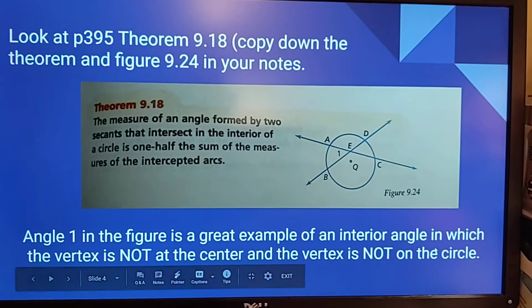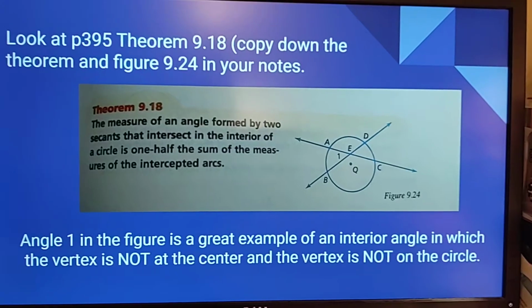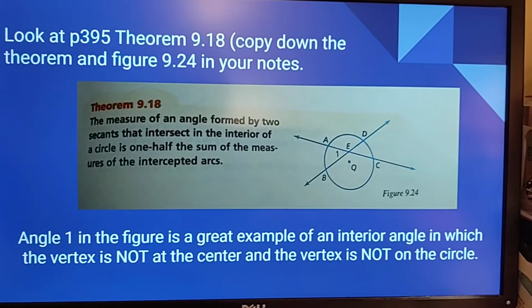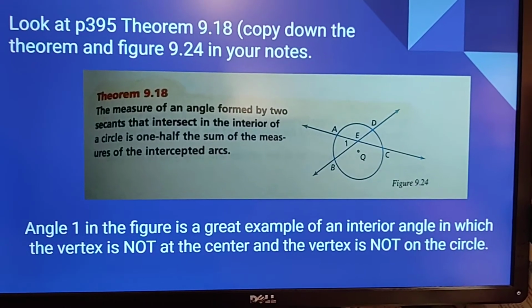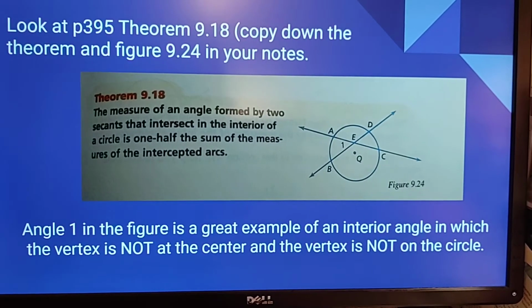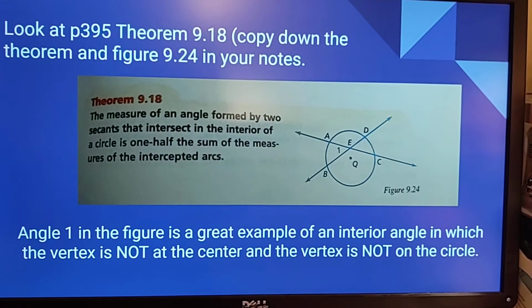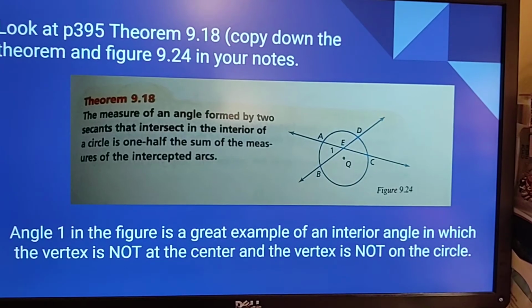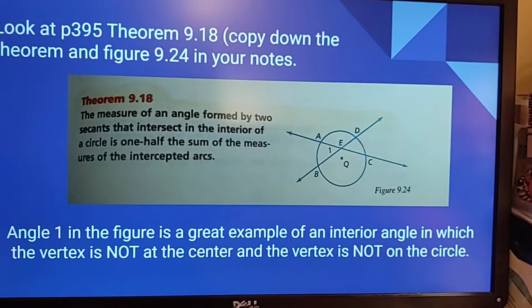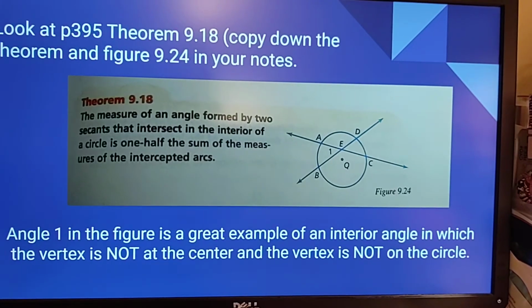All right, I took this out of your book for you, so you can either turn to page 395 and look up theorem 9.18, or you can look right here on the screen and copy down that theorem and the figure into your notes. The measure of an angle formed by two secants that intersect in the interior of a circle is 1/2 the sum of the measures of the intercepted arcs. Okay, jot that down. Jot down the picture.